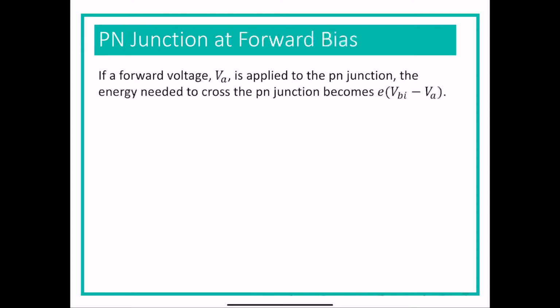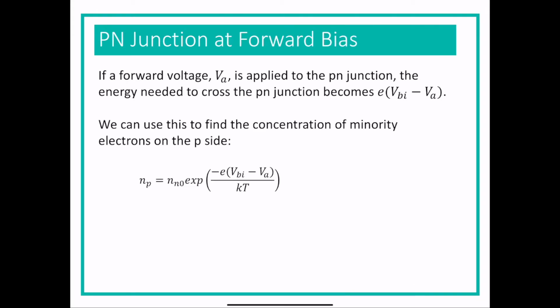So we're going to use that. We're going to use the previous equation that we got, and we're going to find the concentration of minority electrons on the p side. So we want to know the number of electrons on the p side, and that's going to equal the equation that we used before times the exponential function, and all we did was substitute VBI minus VA for VBI. That's basically all we did.